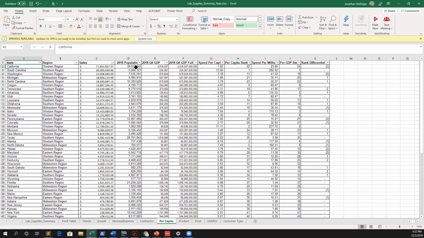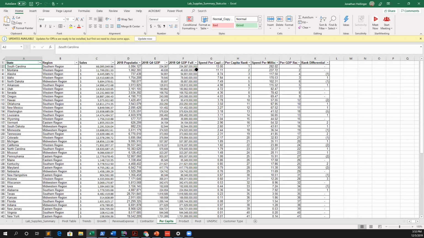Well, California also has a population of almost 40 million people and a GDP of $3 trillion. So certainly they're going to have a higher spend relative to other states. However, once we normalize that for population, we can actually see that South Carolina, Montana, Alaska, Idaho are at the top of that list, and California is much further down.